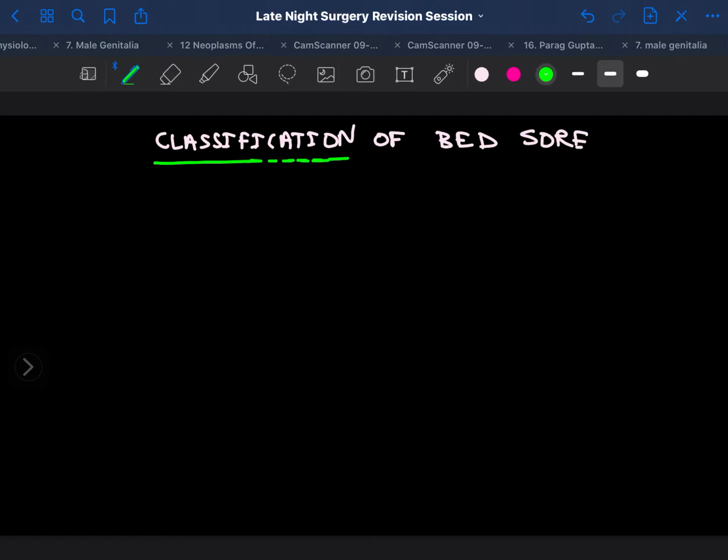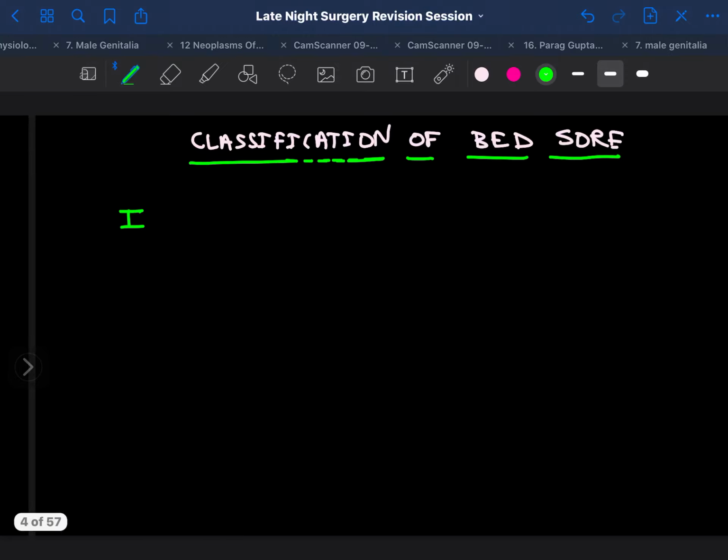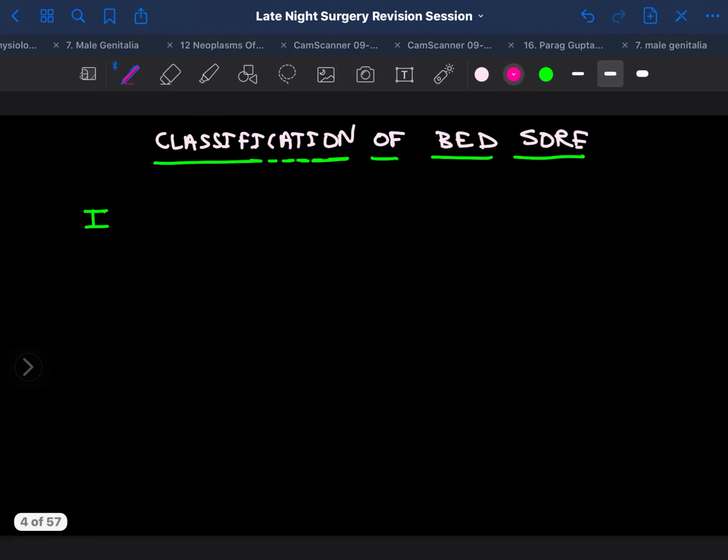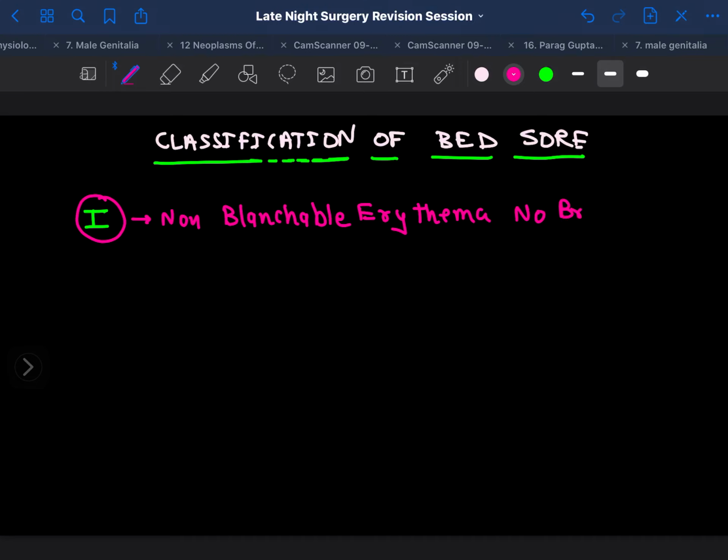What is the classification of a bedsore, guys? You can have stage 1, stage 2, stage 3 and stage 4. Now what is included in stage 1? In stage 1, you have a non-blanchable erythema with no breach in the epidermis. Are you able to appreciate it? There is absolutely no breach in the epidermis, but all you have is a non-blanchable erythema.